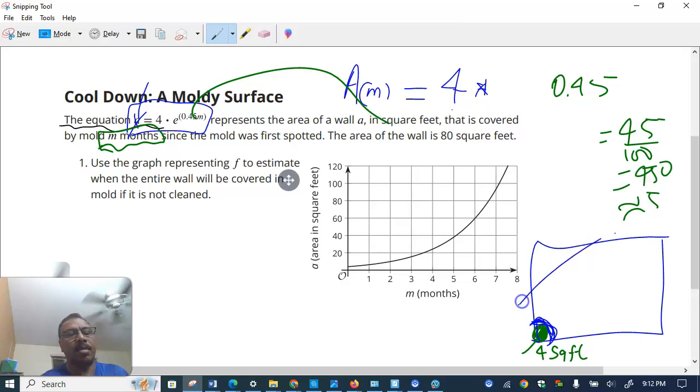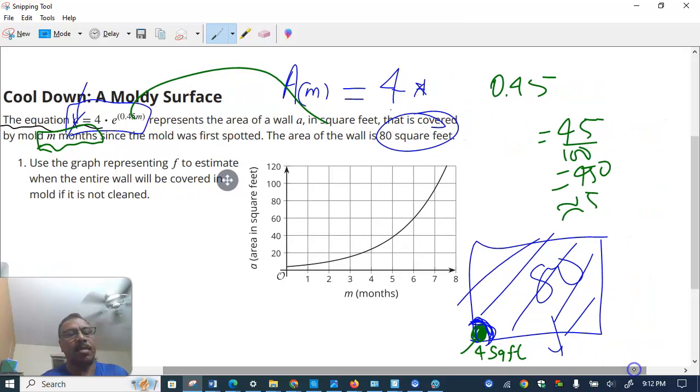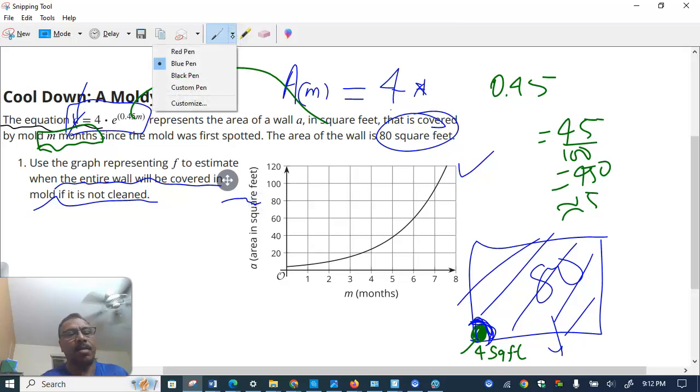And then we want to know this whole area, which is given by 80 square feet. So that's the visual understanding. We have two questions. How do we use this graph that is shown to figure out when the entire wall will be covered in mold? And you can see the 80, just look at this 80 right here.